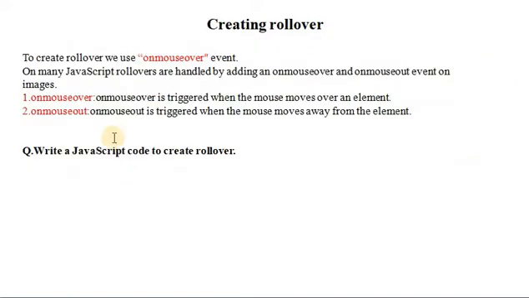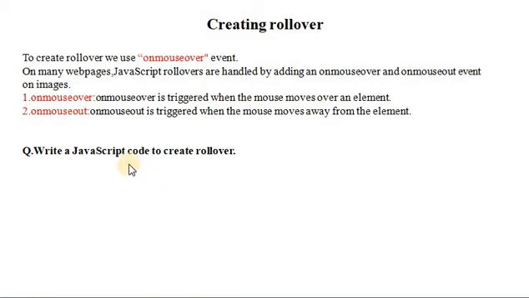The next point is creating a rollover. To create a rollover we use the onmouseover event. Many JavaScript rollovers are handled by adding onmouseover and onmouseout events on images. What is meant by onmouseover? Onmouseover is triggered when the mouse moves over an element, and onmouseout is triggered when the mouse moves away from the element.